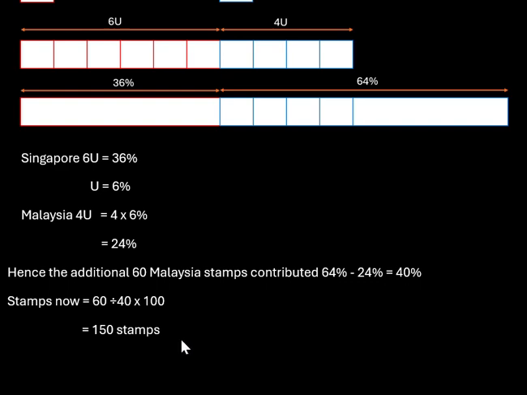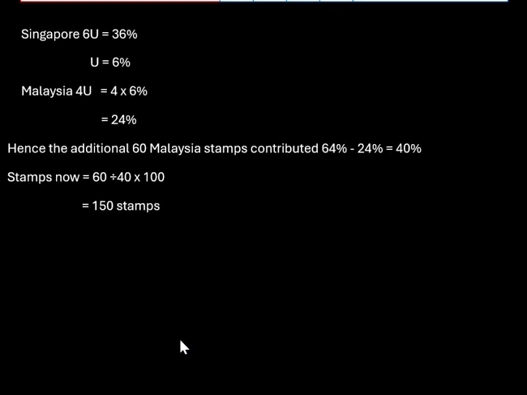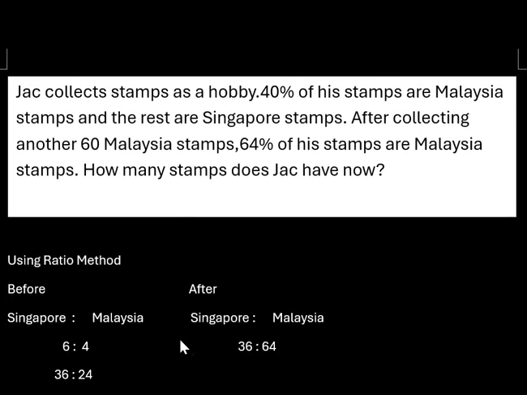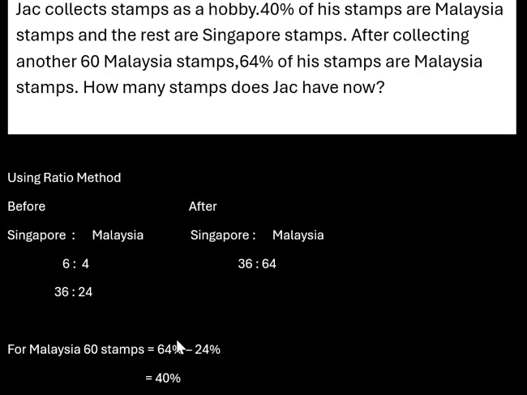Okay, I will go on to solving the same problem but using the ratio method. So same thing, we have the same question. By using the ratio method, we basically use the before and after. Singapore and Malaysia initially: Malaysia is 40% and Singapore is 60%, so 6 is to 4. And after, Singapore is 36% and Malaysia is 64%.